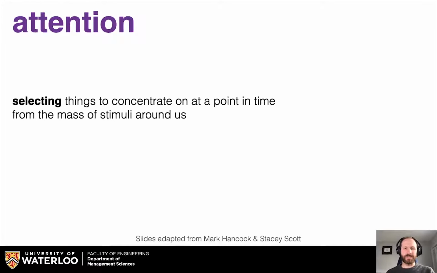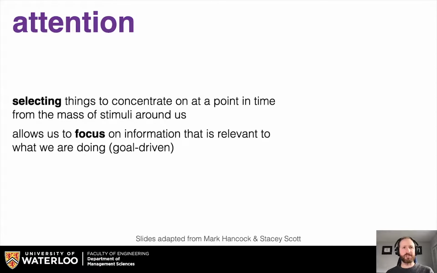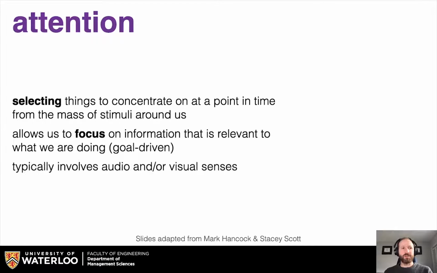Attention is selecting things to concentrate on at a point in time from the mass of stimuli around us. It allows us to focus on an information that is relevant to what we're doing, which means it can be very goal-driven. For example, with the cocktail party effect, you can really hone in on something that you want to pay attention to. Or if you're driving, you can focus on parts of the road and making sure you periodically check things around you. It usually involves audio and or visual senses.